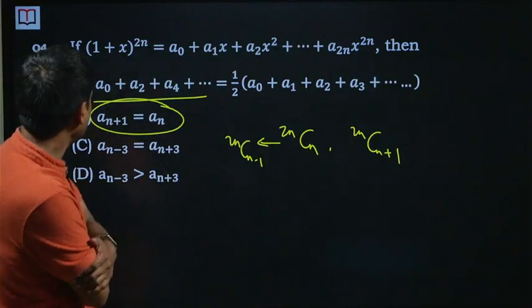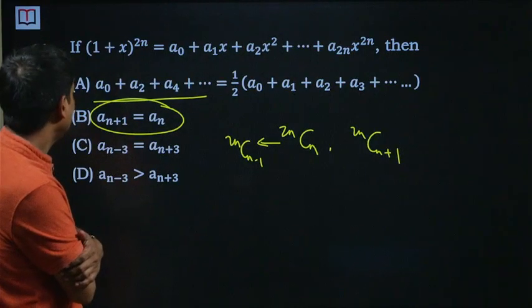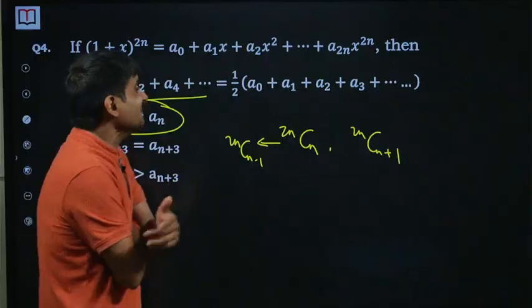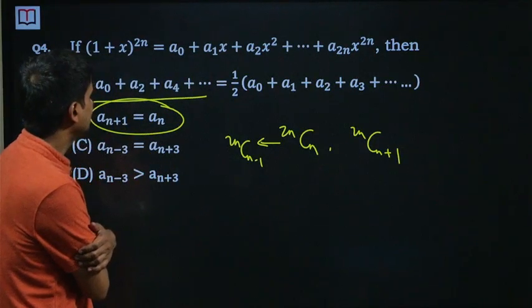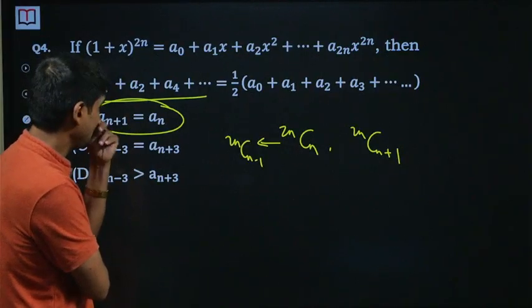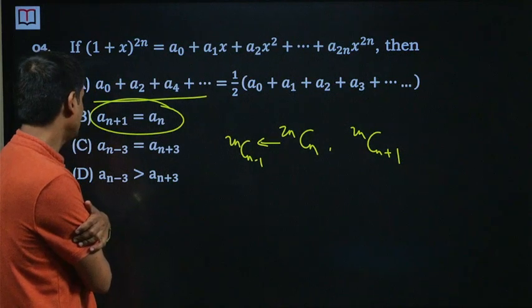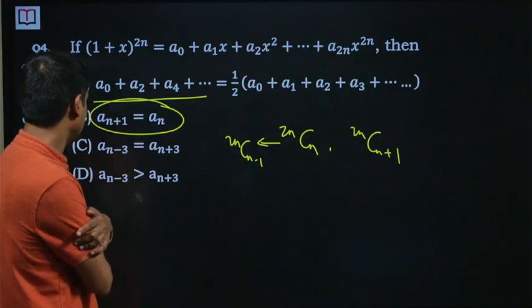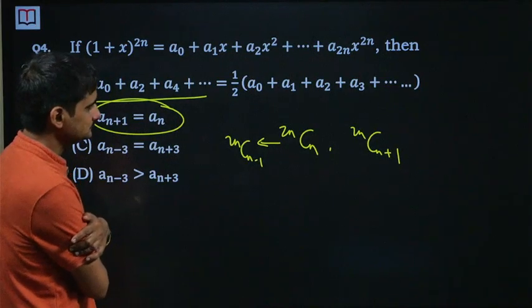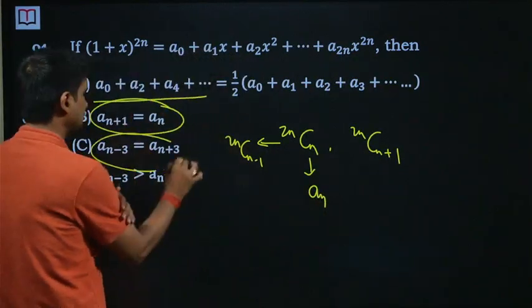So a n minus 1, a n plus 1. a naught is 2nC0, then 2nC1, so a2 will be 2nC2, so a n plus 1 will be that. They are not equal. This is a n, no? Right, so this should be the case.